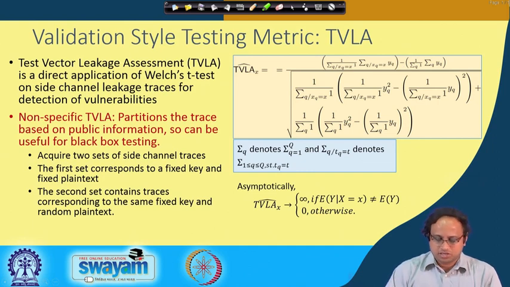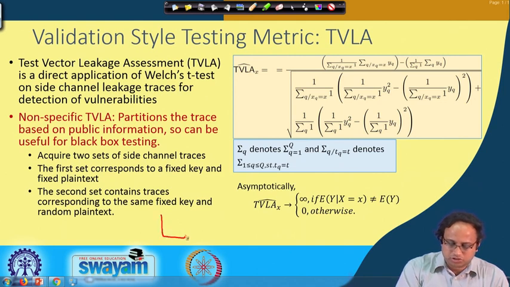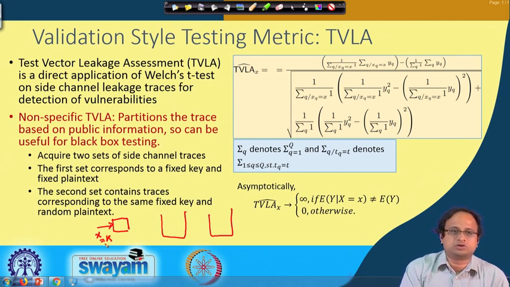Okay. So basically you have two sets of experiments that you are doing. In one set of experiments, you have this encryption algorithm, and you are fixing the input x to some constant. Let me make it x equal to k. Then you are observing the side channel traces. These side channel traces go into, say, your group 1 or group A.